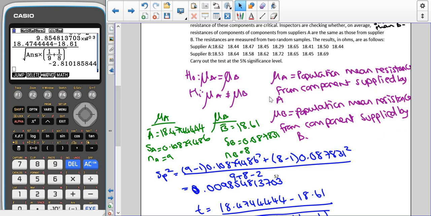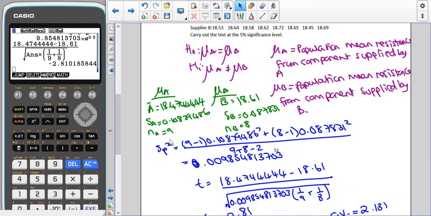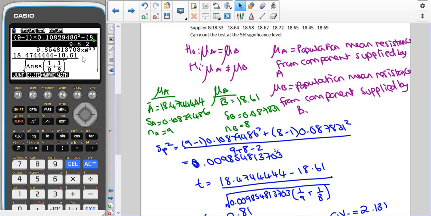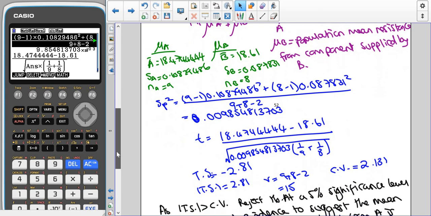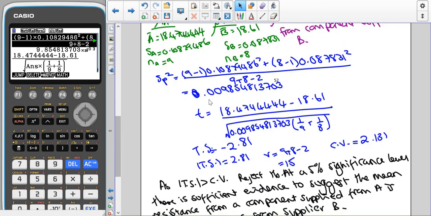I then put this information into my calculator and got this information here. Then use that to find S_p squared. As you can just about see on my screen still here, that gave me an answer that was in standard form, so I wrote it out as a normal number to show the examiner what I was using. Then when I was doing t, I ended up with a negative. If you put those numbers the other way around in the numerator, remember, you would just end up with a positive version of this. I ended up with the negative one, so then I had to use the size of the test statistic, which was 2.81. The degrees of freedom was 15.